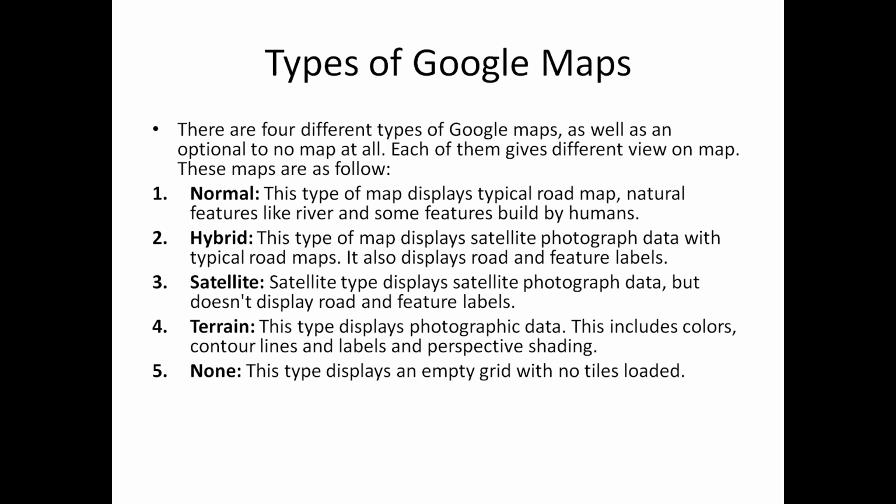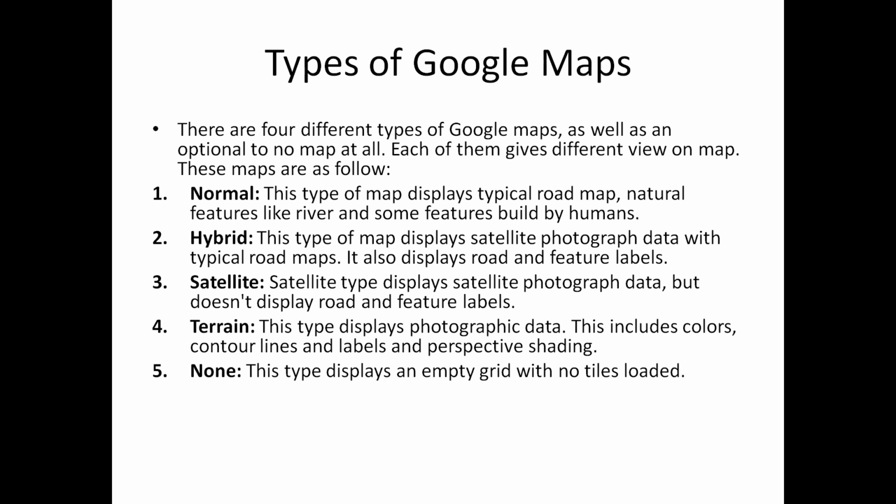First, the normal type. The normal type is the map which typically displays the road map. It shows natural resources like rivers and features that are built by people, like buildings, towers, etc. The hybrid is the map which displays satellite photograph data together with the road maps. It will also display road and feature labels.